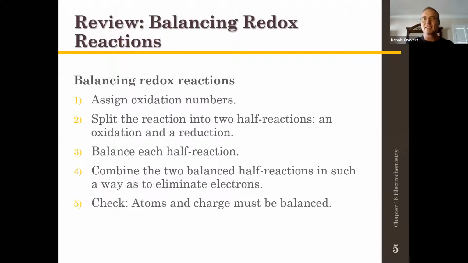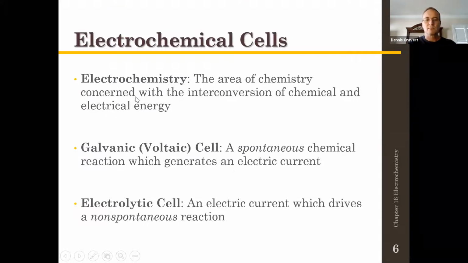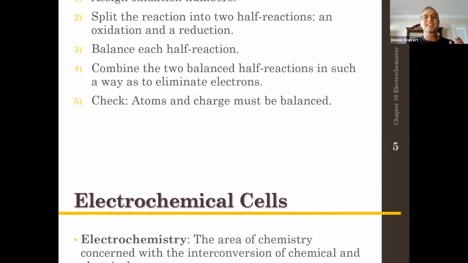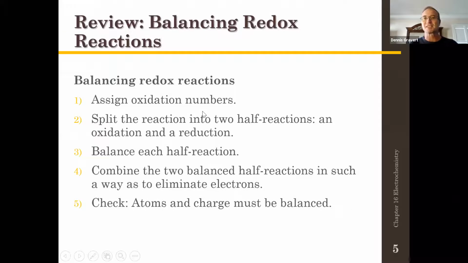The method I learned, the one I'm most comfortable with, is a little different. I start off by splitting the reaction into half reactions, right? Someone's being oxidized. Okay, so take that piece, put it off this side. Someone else is being reduced. Take that piece, put it off this side. And now we have two pieces of the original reaction, and we want to balance those.